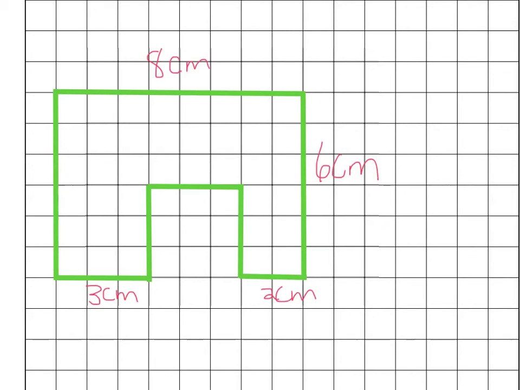So first of all, what I like to do is fill in the missing numbers of what I do know. I know that this side is 8 centimeters. So that means altogether, this side here has to be 8 centimeters. I know we have 3 here and 2 here. So altogether, including this part, which is kind of missing but really just shifted up, it has to be 8 centimeters. So this side here is 3 centimeters. Then the other thing that I know is that these two sides have to match, so I'm going to fill in 6 centimeters on this side.